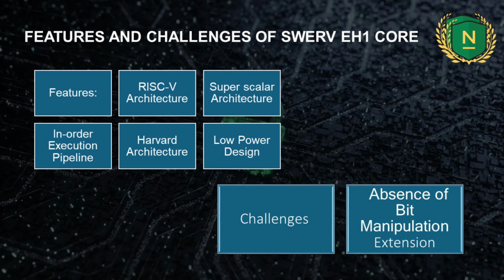Following are the features possessed by the SweRV EH1 core. It is based on the RISC-V architecture with superscalar properties and in-order execution pipeline. It is based on the Harvard architecture and is designed for low power applications. The major challenge faced by SweRV is the absence of bit manipulation extension.